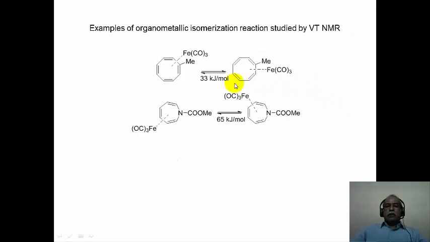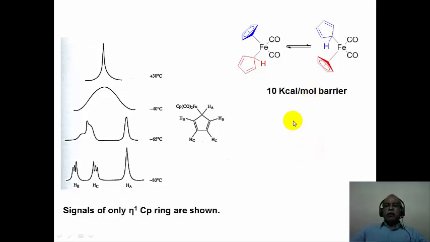These are some more examples of an iron tricarbonyl walking around a system, and this rearrangement is very facile. It goes from one eta 4 to another eta 4 kind of coordination, and the activation barrier for this rearrangement is about 33 kilojoules per mole, so it should be happening very rapidly at room temperature, whereas the corresponding azepine derivative has a slightly higher activation barrier of 65 kilojoules per mole. Examples of this kind are studied by variable temperature NMR spectroscopy, and the activation parameters were derived from variable temperature NMR spectroscopy.